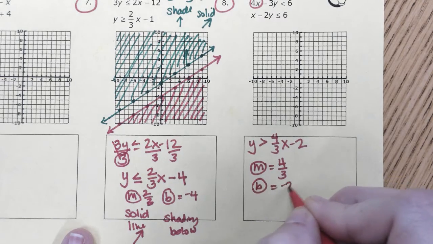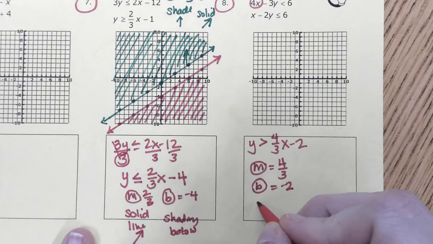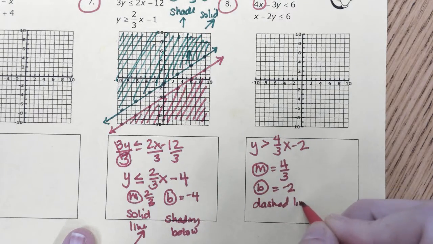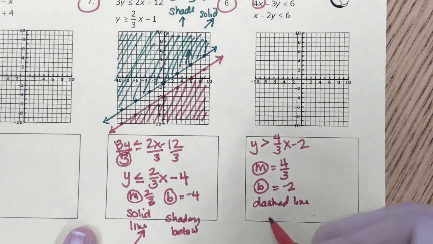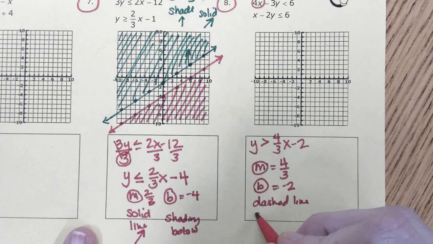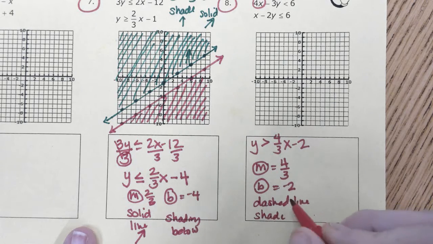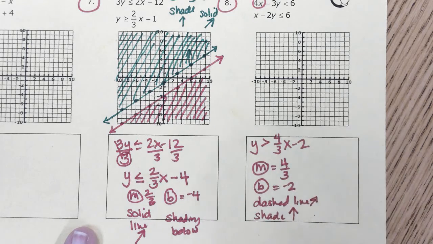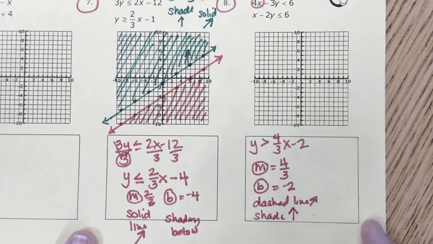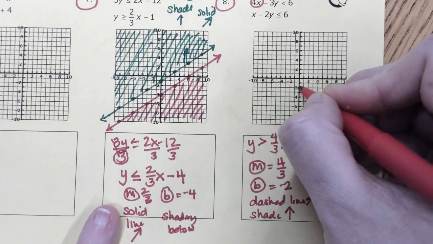So B is -2. I have a dashed line, okay, because it doesn't say or equal to, so my line is not solid. It's dotted or dashed. And then I'm shading above. I also know my dashed line is going to be going uphill because this is a positive slope. Okay, so I'm going to start at -2.